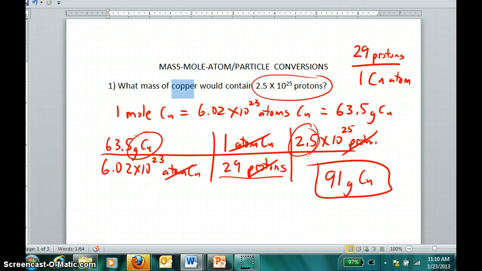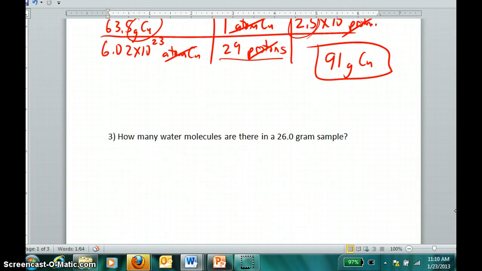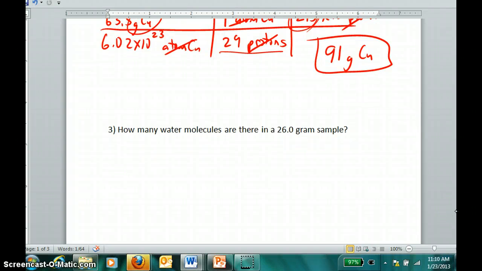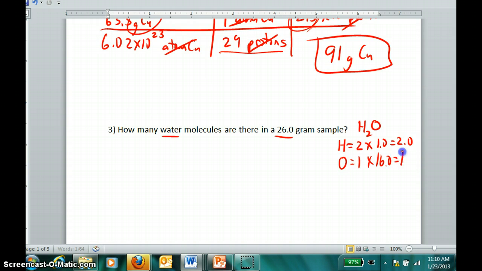Now, as a second example of a problem we can do, how many water molecules are in a 26-gram sample of water? Well, first of all, I might want to remind myself of the formula of water. It's H2O, dihydrogen monoxide. And that means it has a formula mass that contains 2 hydrogen atoms at 1 atomic mass unit each. And it has 1 oxygen atom at 16 atomic mass units. So water has a total combined molecular mass, because it is a molecule, of 18 atomic mass units.